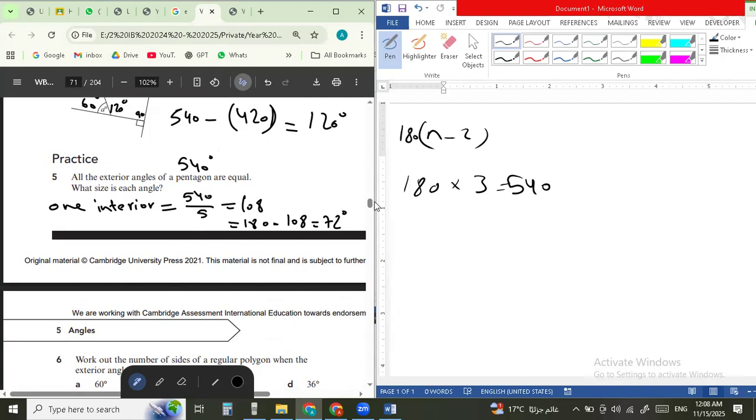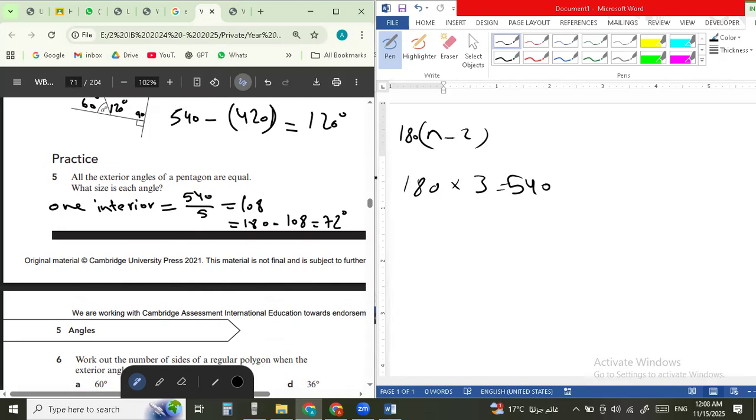But actually, there was a much easier way to do this. So I just found the interior, since they said that all the exterior angles are equal. So this is a regular pentagon. Regular pentagon means that 540 divided by 5 gives me 108. How did I do it? I did 180 times n minus 2 over n. That gave me 540 over 5, so 108 is the size of one interior. The exterior then is going to be 180 minus 108, which is 72 degrees. So the size of each exterior angle is 72 degrees.